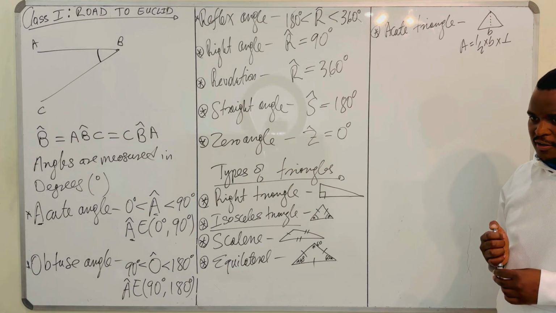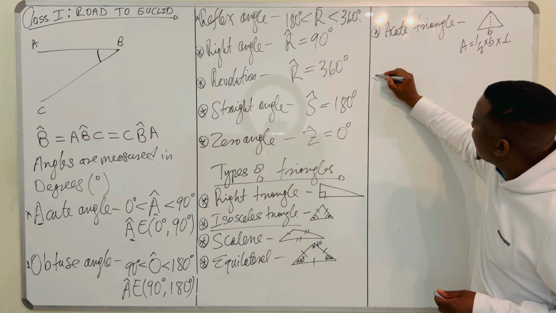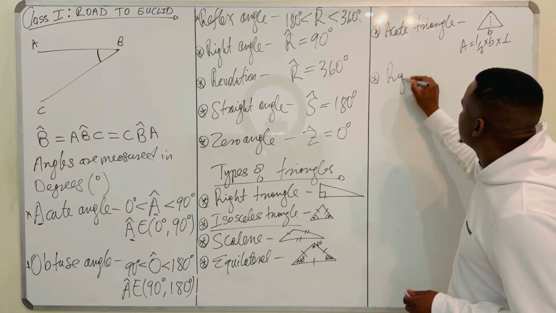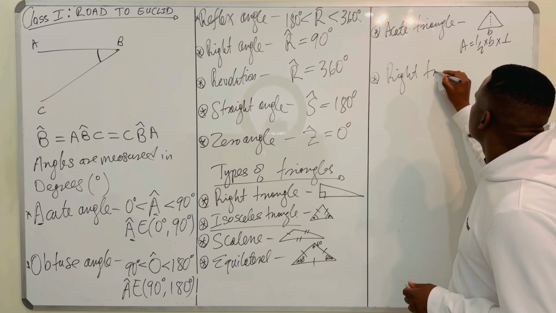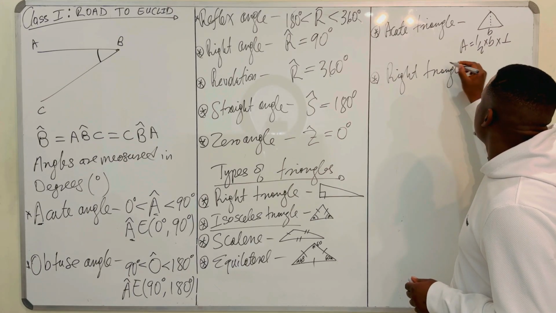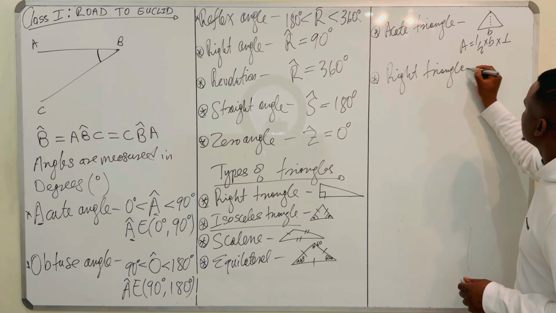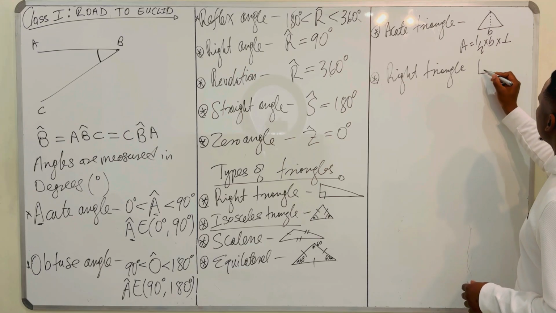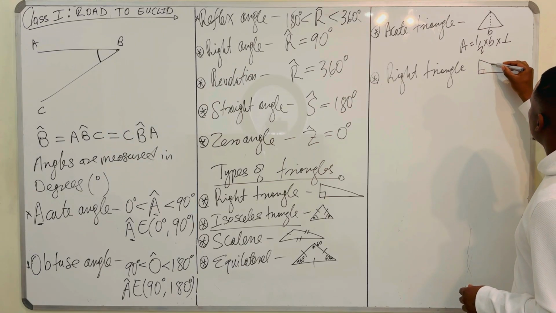Are you following? Yes. And then again, let me write that right triangle again. Same thing as well. Like I said, it has 90 degrees, this one. Like this.